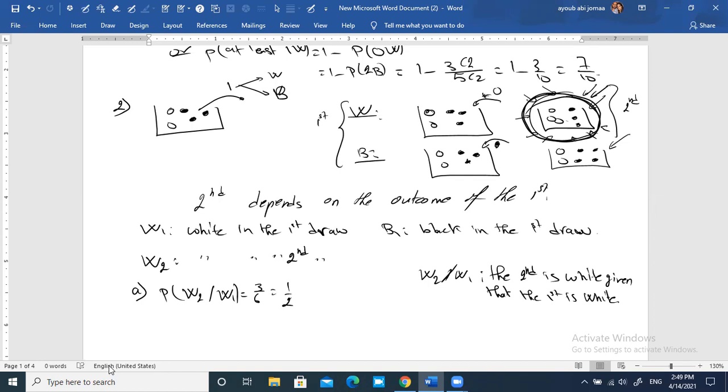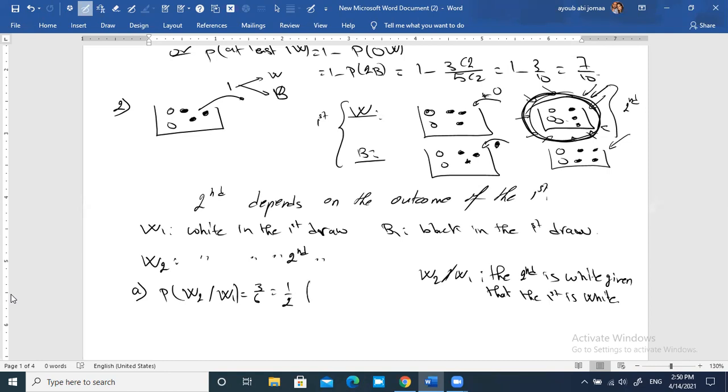This probability is not the same as the probability of W2 or of white alone. We said the difference is given that the first one is white. That is the condition. Here we are not asking for the probability of white in general; it depends on the first one. It specifies which of the two cases: in this jar the first one came out white. So the probability of selecting a white marble from this jar is 3 over 6, which is 1 over 2.